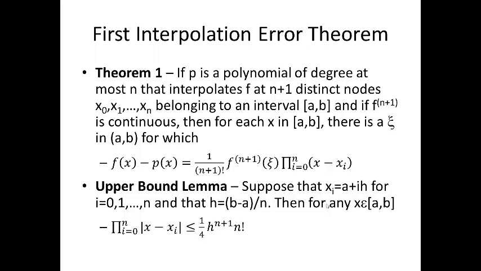And there's a related lemma called the upper bound lemma, no relation to upward bound. Basically it says if x_i equals a plus i times h for i equals 0 through n, and h, our interval spacing, is equal to (b minus a) divided by n, then for any x in that interval, there is going to be a bound on the error that we will encounter with interpolation. And that's the special case that arises when the nodes are equally spaced.